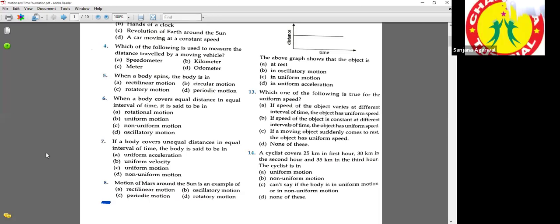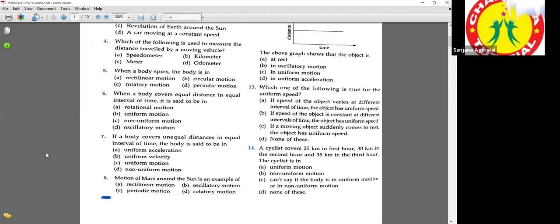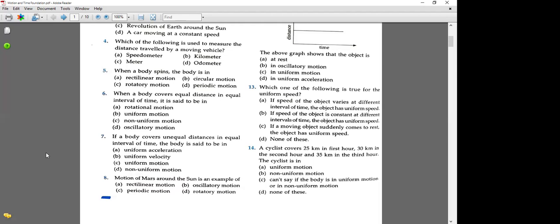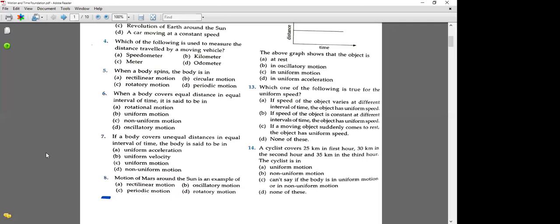Sriyansh, eight. Motion of Mars around the sun is an example of periodic motion. Okay. If the option were circular, would that option have been correct or not? It would be wrong. Means motion of Mars is not an example of circular motion. If a rotational mass, then it should be rotatory motion. If it moves around the sun, it happens again, so it's periodic motion.